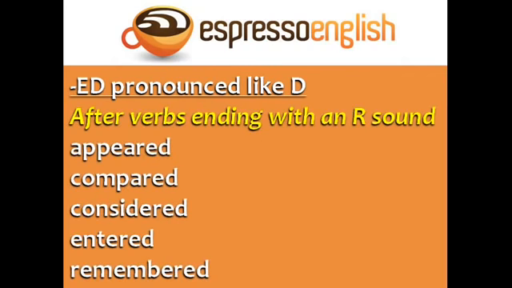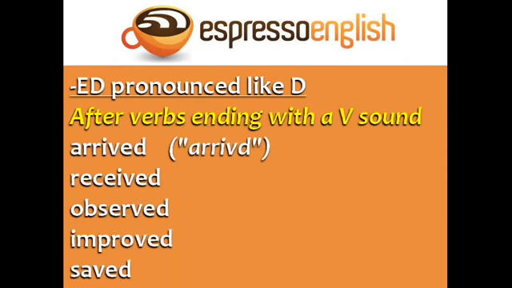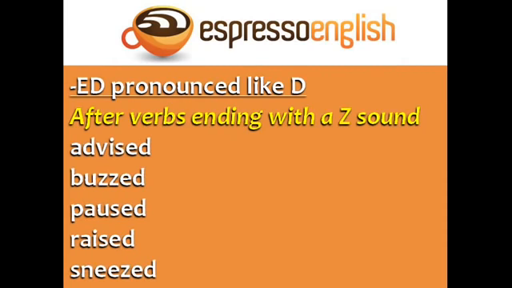ED is pronounced like D with no extra syllable after verbs ending with an R sound. Appeared, compared, considered, entered, remembered. It's also pronounced like D after verbs ending with a V sound. Arrived, received, observed, improved, saved. ED is pronounced like D after verbs ending with a Z sound.